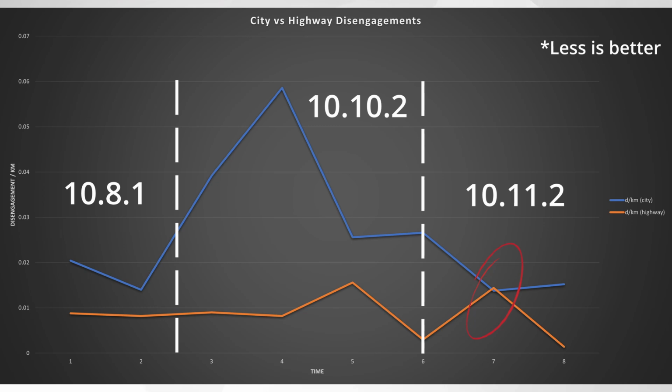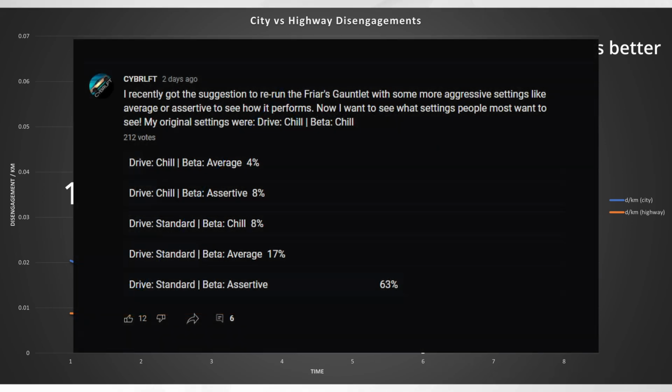Now I'm revisiting that same test later this week with the results of the poll coming in showing a landslide victory for the drive mode standard with beta assertive.